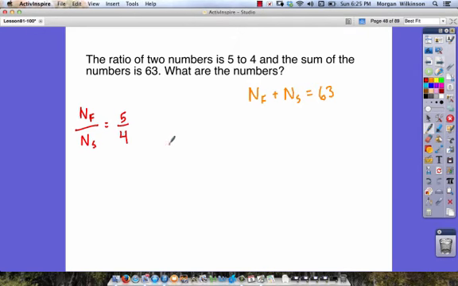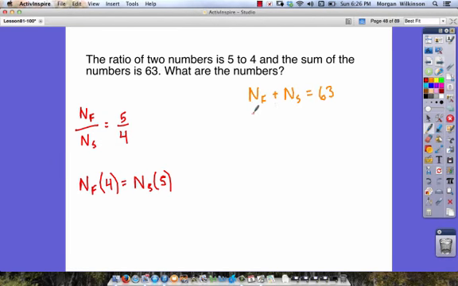And if we know that the ratio is 5 to 4, we can go ahead and set up an equation by using our cross products here. So what we're going to do is multiply n sub f times 4, and that's all going to be equal to n sub s times 5. When we write out our equation like this, we have an equation now.